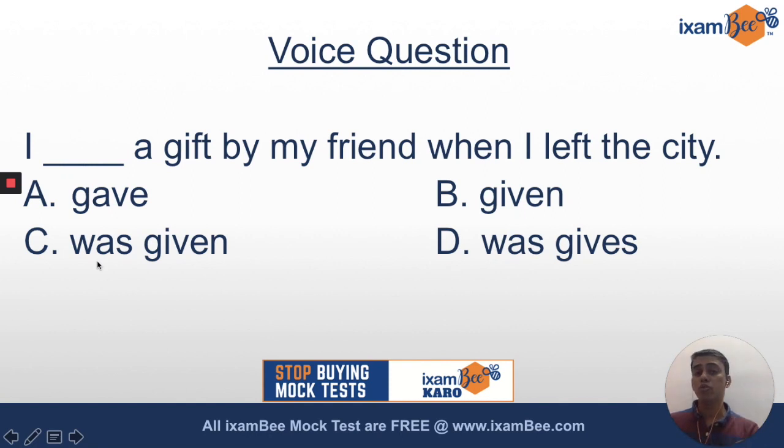So whenever you use given, it's always had given, have given, was given, is given. Okay, so you say I was given a gift by my friend, because you are on the receiving end now. Of course D, was gives, is incorrect, because was is past tense, gives is present tense. Both of them used together doesn't make sense. So here option C is the right answer.